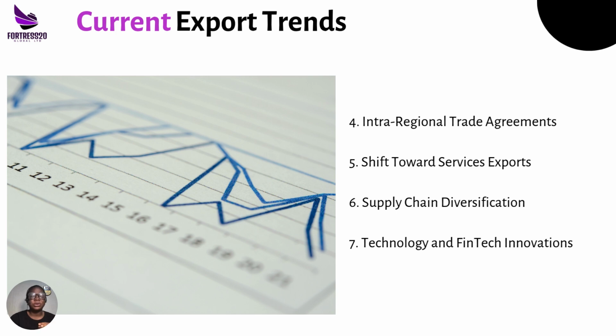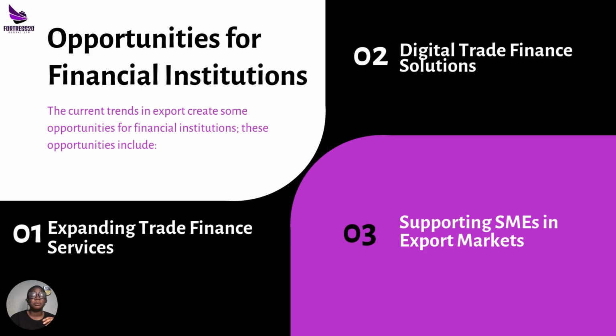Number seven, technology and fintech innovations. Fintech is changing traditional trade finance. Tools like blockchain, artificial intelligence, and smart contracts are making payments, document checks, and credit assessments faster and more efficient than they used to be. This creates new chances for banks to work with fintech companies to provide improved trade finance services.